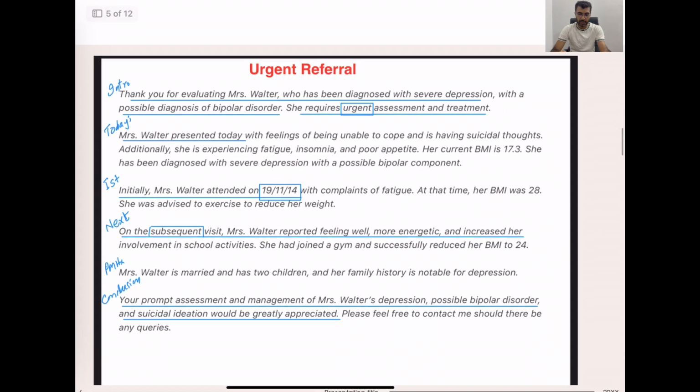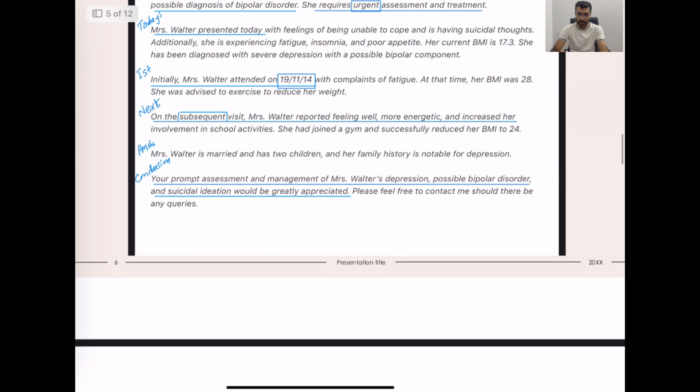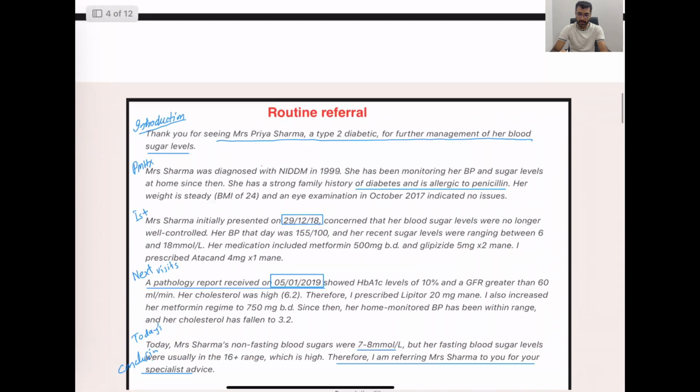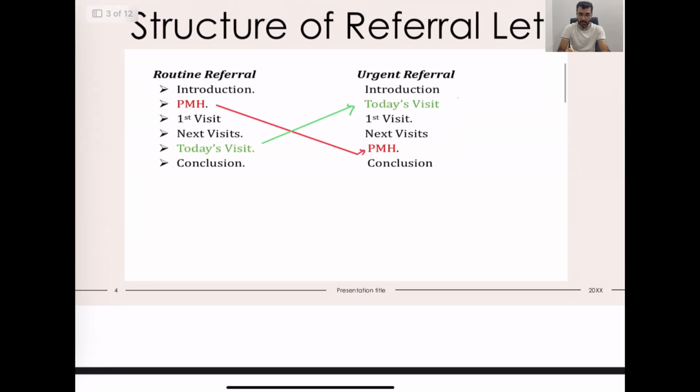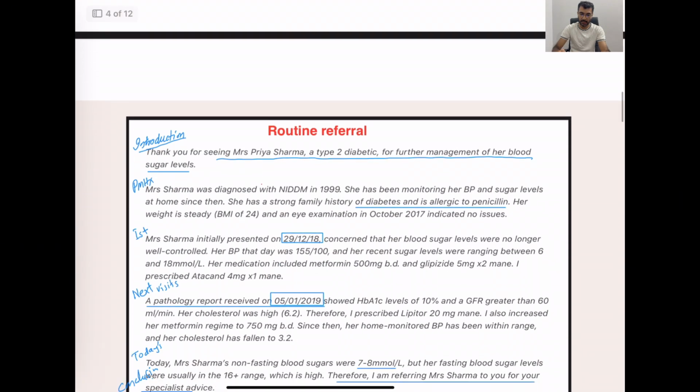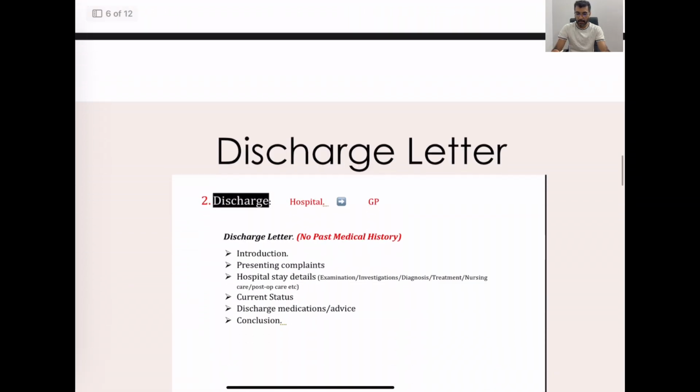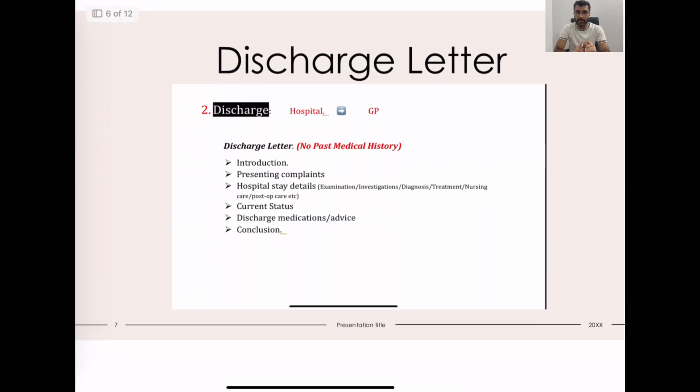And we talked about their structure. The main difference is we are actually switching place of today's visit with past medical history. Next type of letter is discharge letter. Discharge letter is the type of letter when the patient is being sent to the GP. So just keep in mind, GP is the person who has an existing relationship with the patient. So in that scenario, we will omit past medical history.